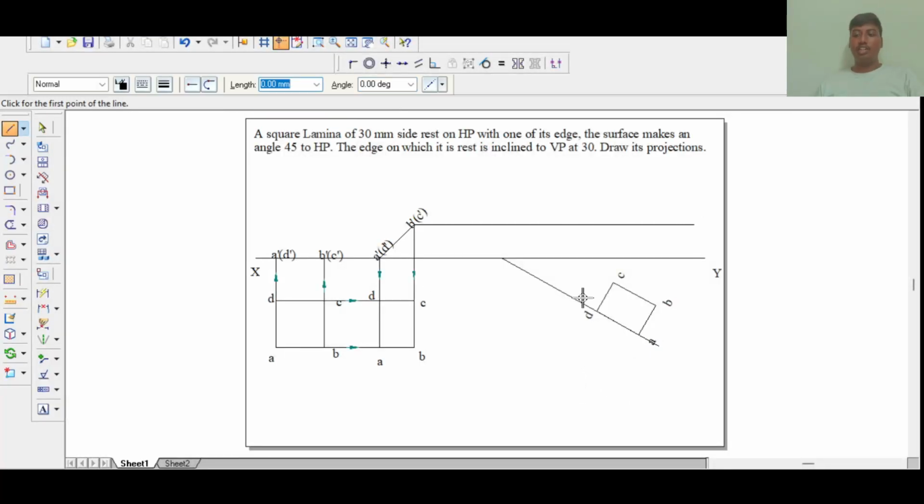And then next take normal line and then project all the lines to its respective projected line. So here A dash and D dash lie on the XY line. So the projected line must stop on the XY line. And then draw leader lines, and then take a visible line and join all the corners.